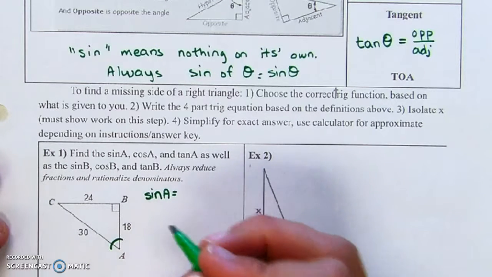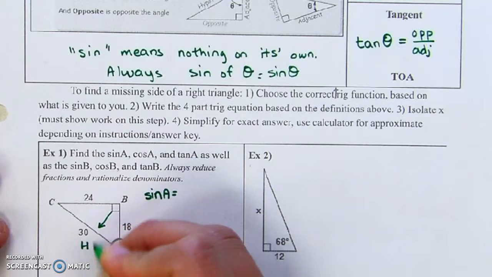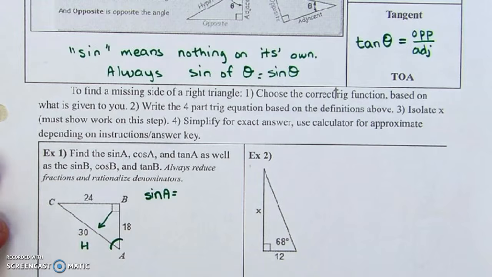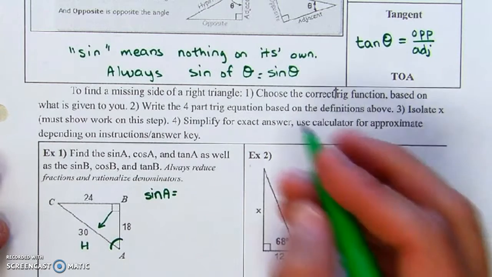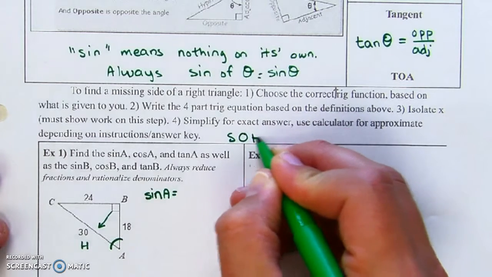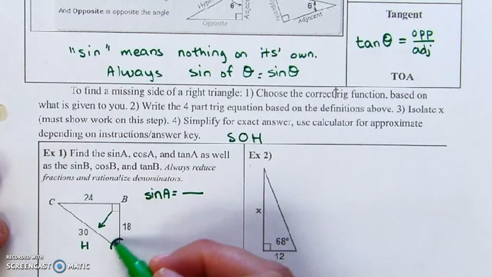Now watch. The right angle always points to the hypotenuse. So 30 will always be the hypotenuse in this triangle. But sine, what's the formula for sine? Sine is opposite over hypotenuse. Okay, so what side? Sorry, I'm fumbling my words here.